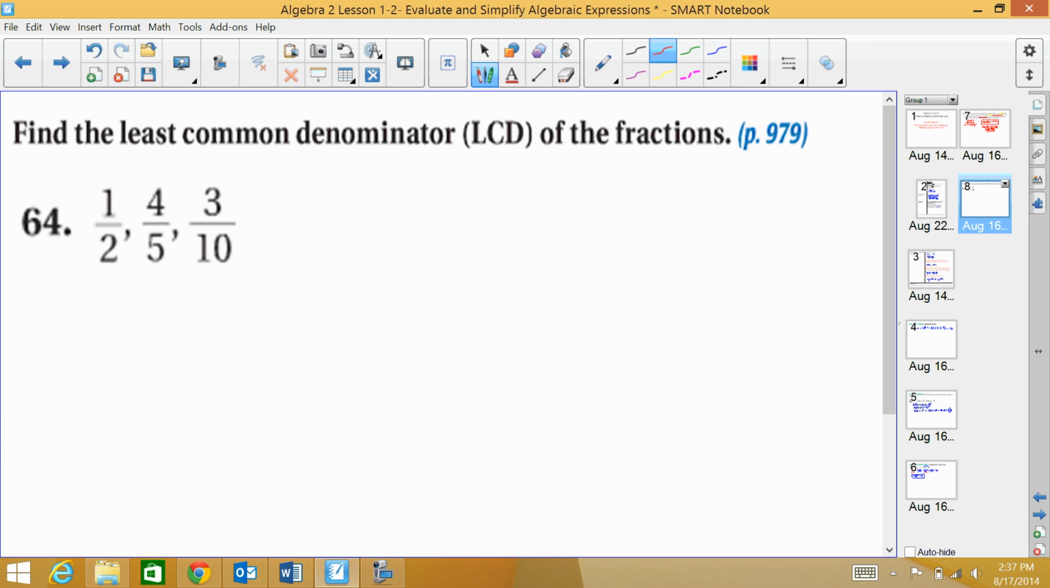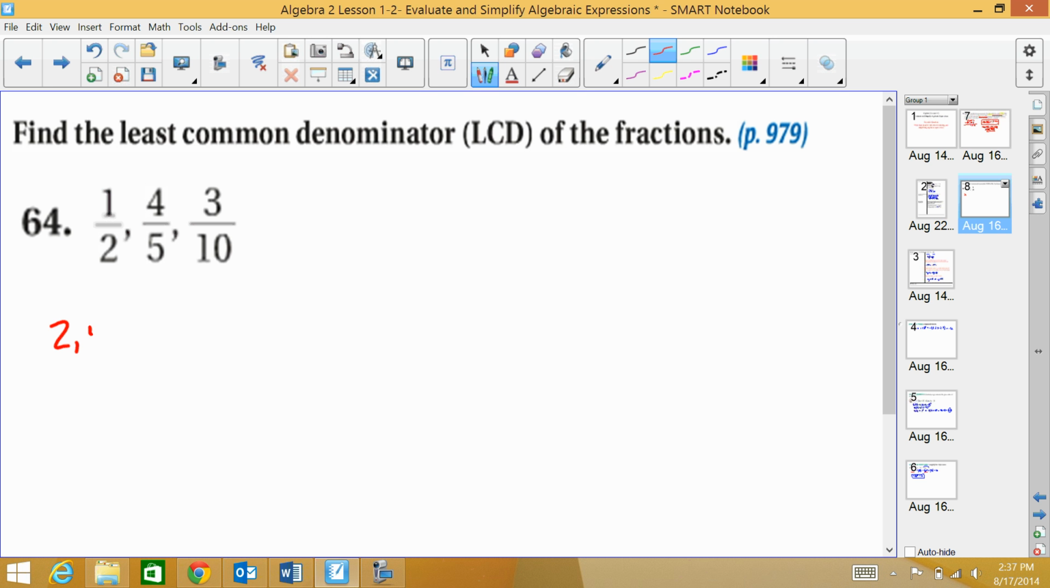All right, one more question. Find the least common denominator, LCD, of the fractions. Now this is review for you guys, but in case you forgot what the least common denominator is, it has to be the common denominator for all three, but it has to be the lowest number possible. Well, I have 2, 5, and 10 as my denominators. So I need to change 2, 5, and 10 to be all the same number. So something you can do is list out the multiples of these numbers.